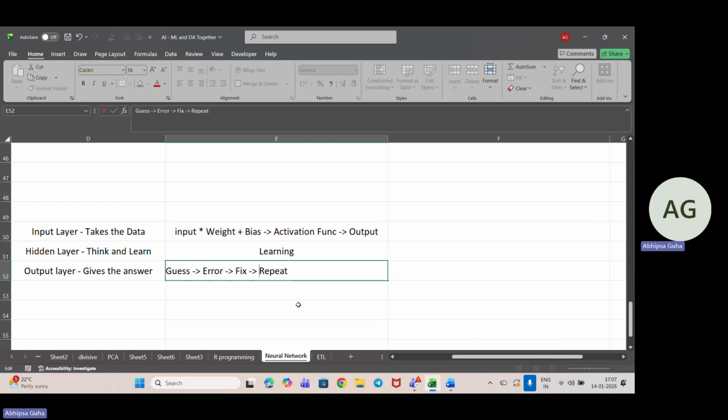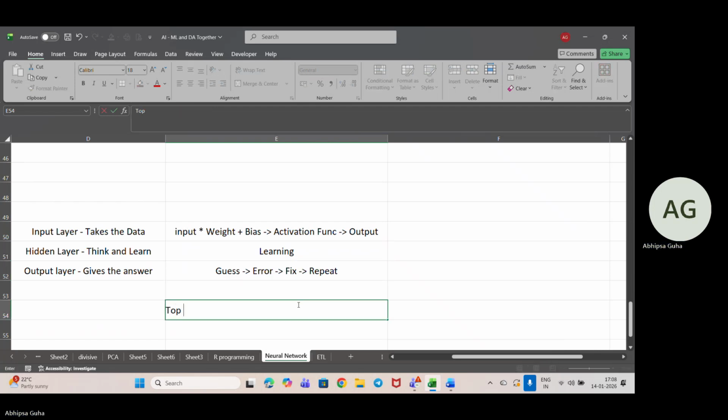Now we will be going down and understanding the layers in more detail. Just to give you an idea, layers are just like the floors in a building. So the top floor would be my output layer, the middle floor would be my hidden layer, that is the thinking layer, and the ground floor is the input layer, that is the information. Okay, so the top floor, that is basically my output layer, that is the final answer.